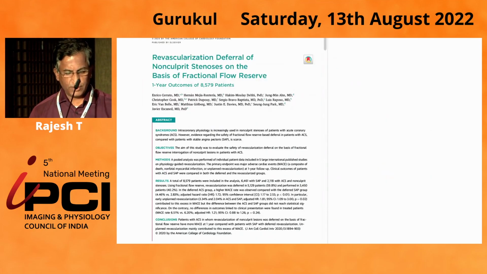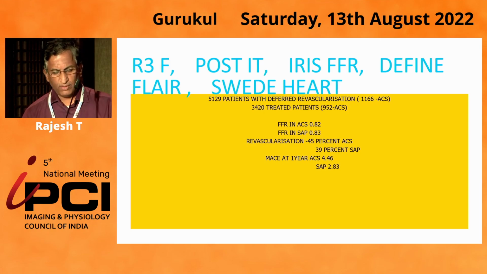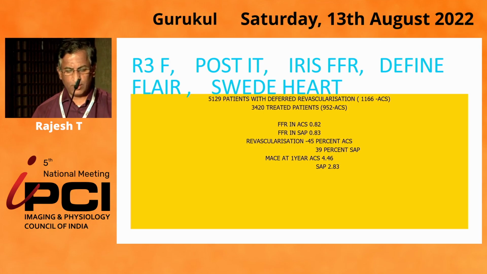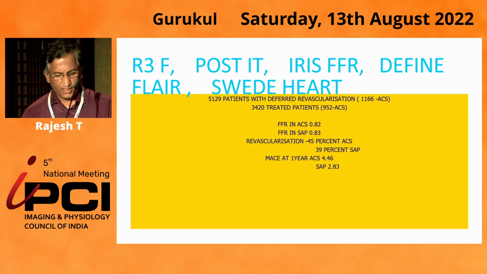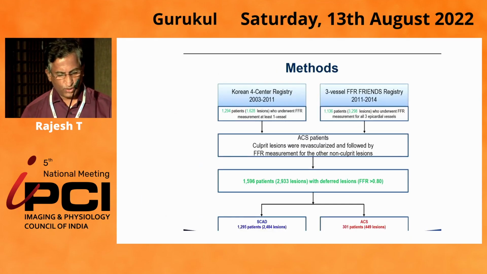Again, there's another study which was a composite of multiple studies: R3F, POST-IT, IRIS FFR, DEFINE FLAIR, and SWEDEHEART. It was a composite of all patients in this group, and they found that in recurrent coronary patients who were deferred or kept on medical management based on FFR value in the non-culprit vessel, the MACE rates or the need for recurrent revascularization were significantly higher in patients who presented with acute coronary syndrome compared to patients who presented with stable ischemic heart disease. This is the graph which shows that in patients with acute coronary syndrome, the MACE was significantly higher than in patients who presented with stable angina pectoris.